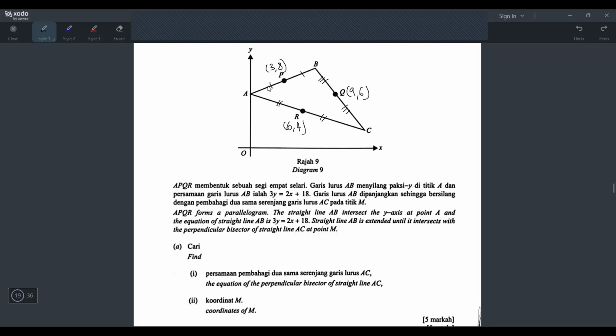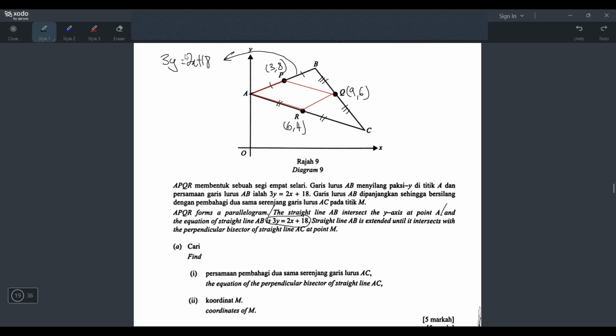APQR forms a parallelogram. Mana? APR. Oh, APQR. Okay, let's draw it out using the red color pen. APQR forms a parallelogram. Okay, no problem. The straight line AB intersects y-axis at point A. Yes, correct. And the equation of AB is given here. So I'll just put an arrow like this. 3y equals 2x plus 18.